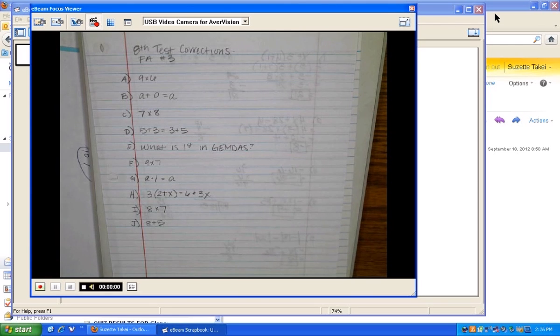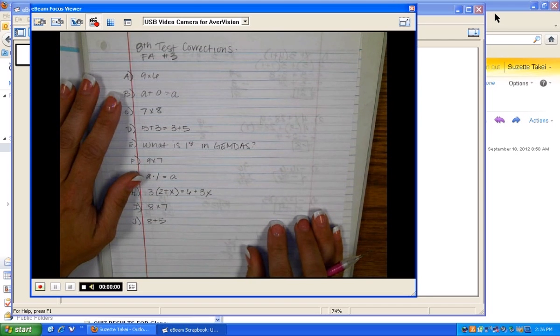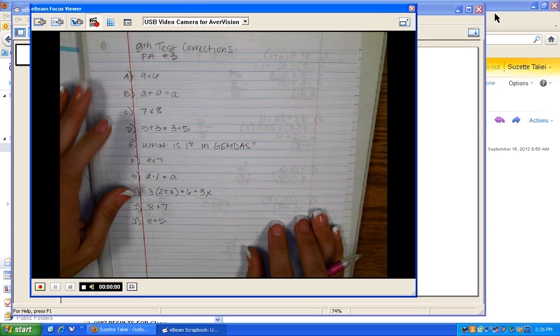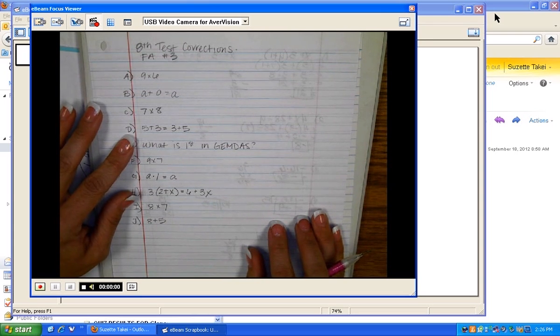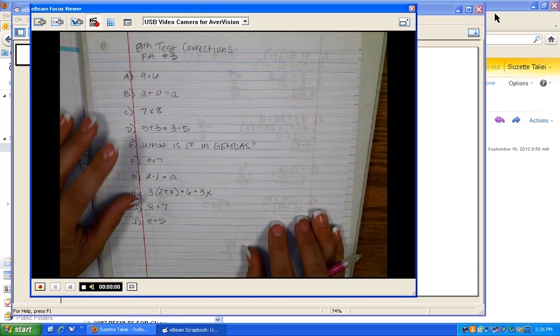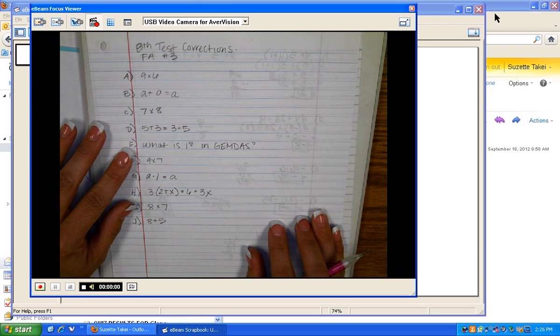Okay, 8th graders, these are the problems that were the mental math. A was 9 times 6. B was write the property for A plus 0 equals A. C, 7 times 8. D, 5 plus 3 equals 3 plus 5. What property is that? E, what's the first step in GEMDAS?